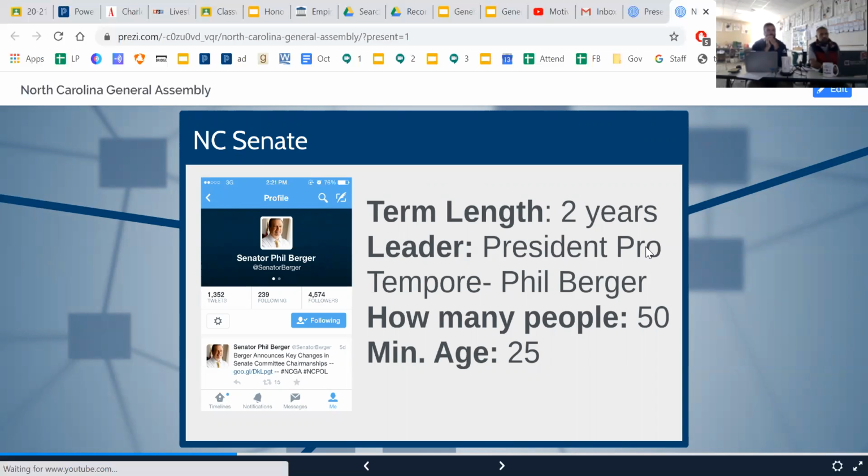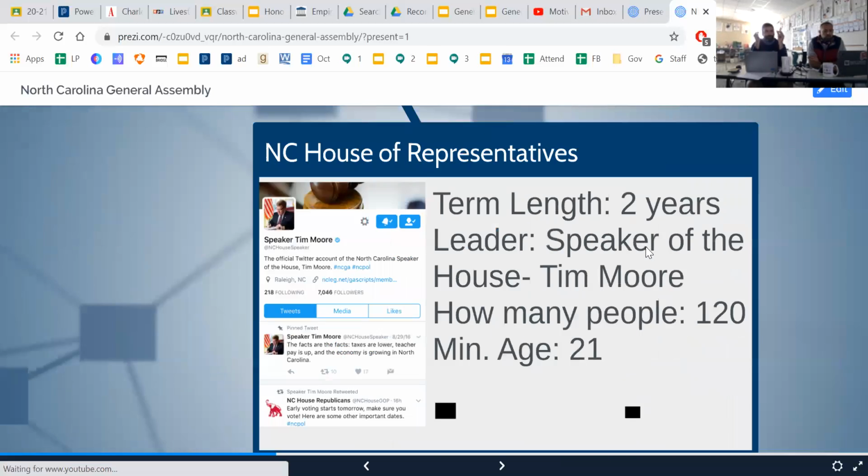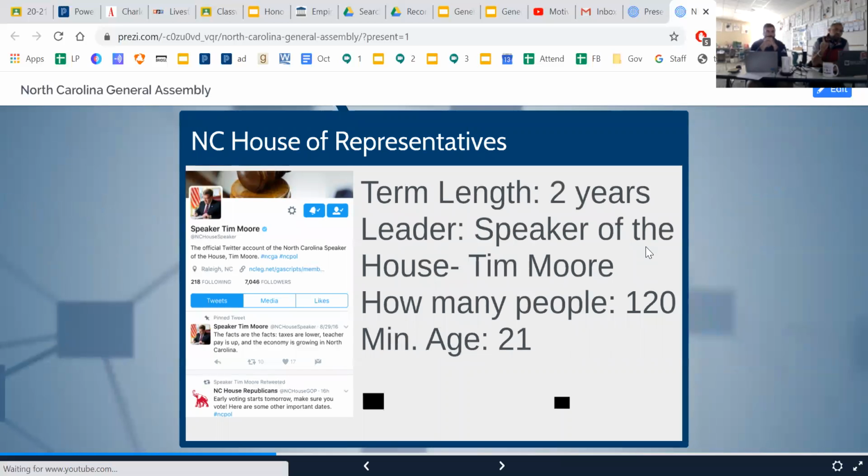There are 50 members of the North Carolina Senate. There are 50 districts. We are in District 17 currently for the North Carolina Senate, and you only have to be 25 years of age, which is shocking. And if you think that's shocking, let's talk about the North Carolina House. You only have to be 21.